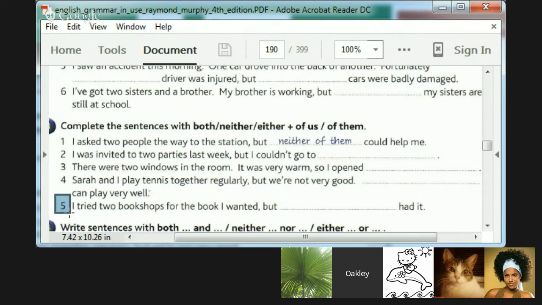Philip, number 5. I tried 2 bookshops for the book I wanted, but neither had it. Okay. You can say neither had it, or again, but neither of them had it. Doesn't matter. But neither of them had it, for example, if you were frustrated because you couldn't get the book. I can't believe it. I tried 2 different bookshops for the book I wanted, but neither of them had it. So it would be very common when we want to add stress.